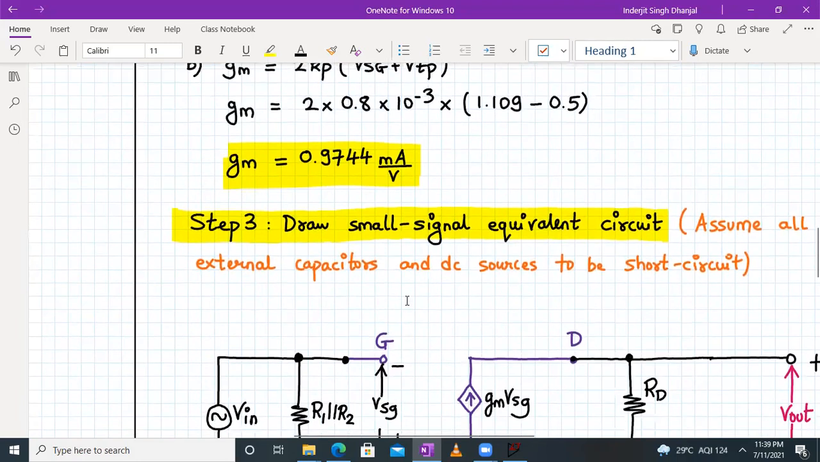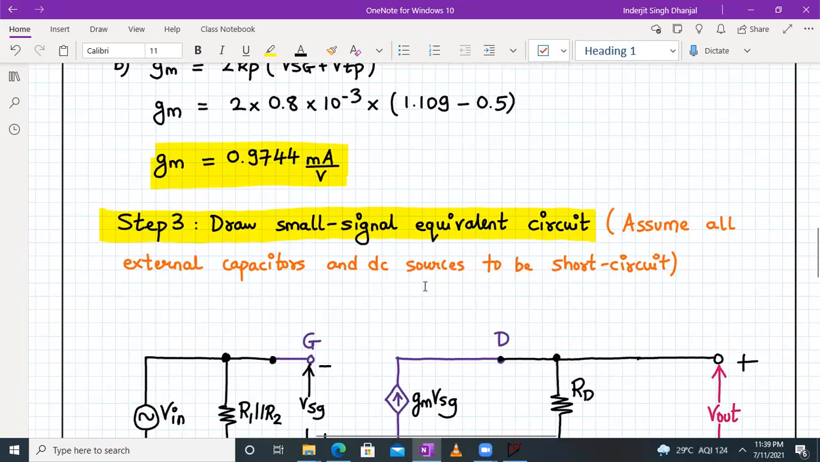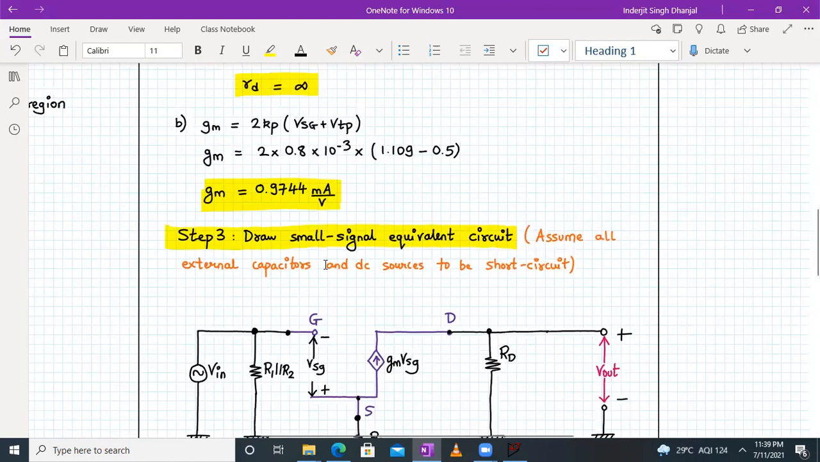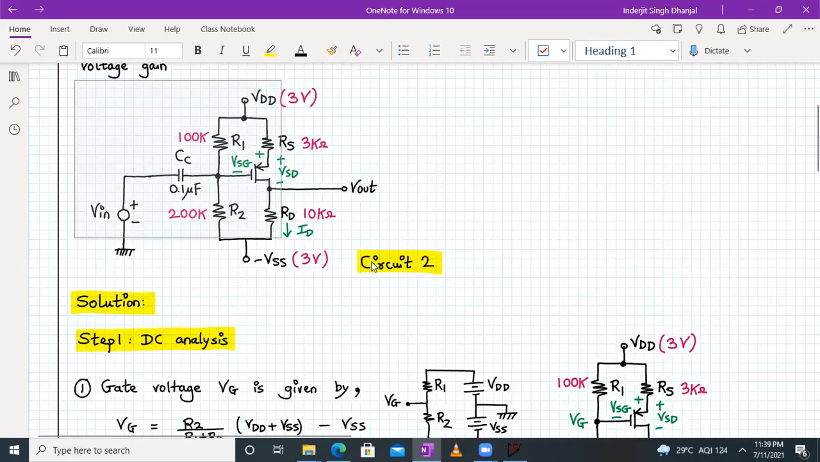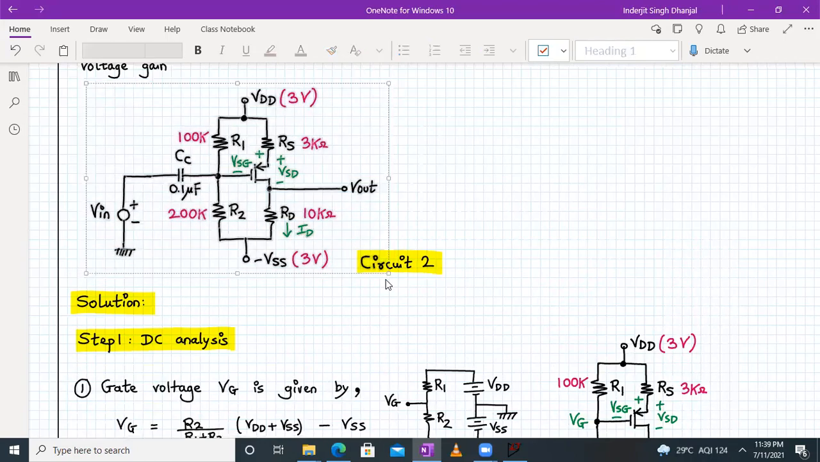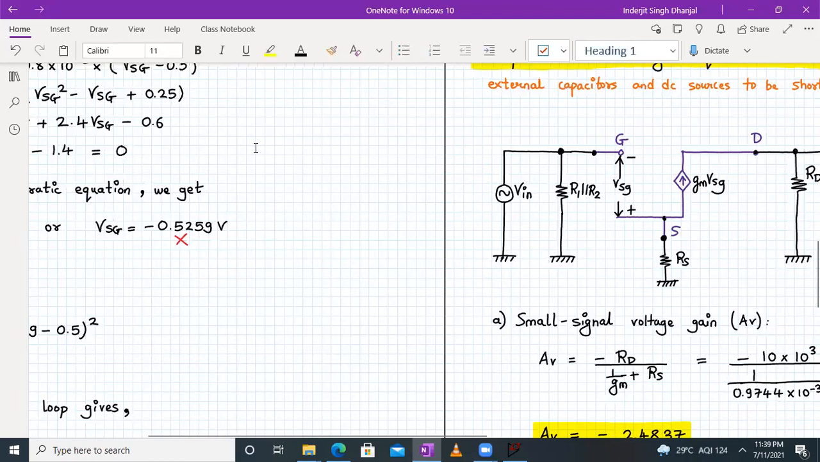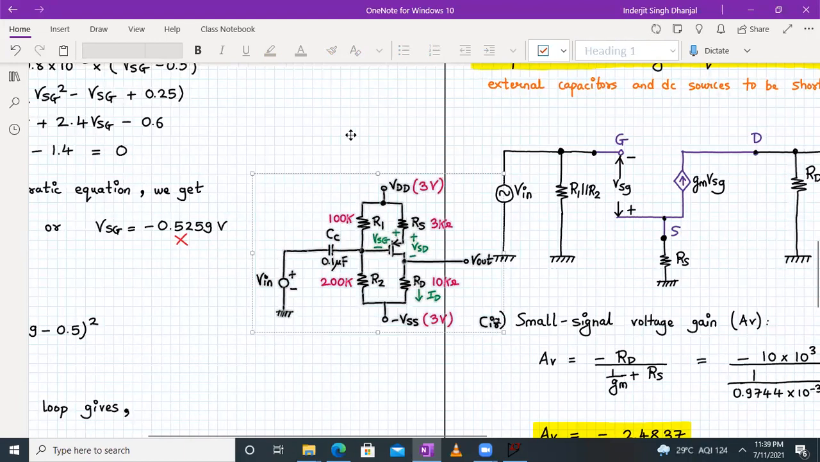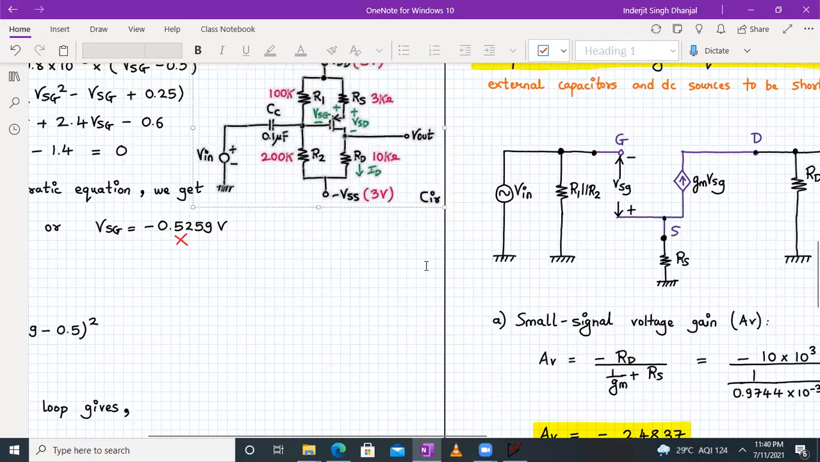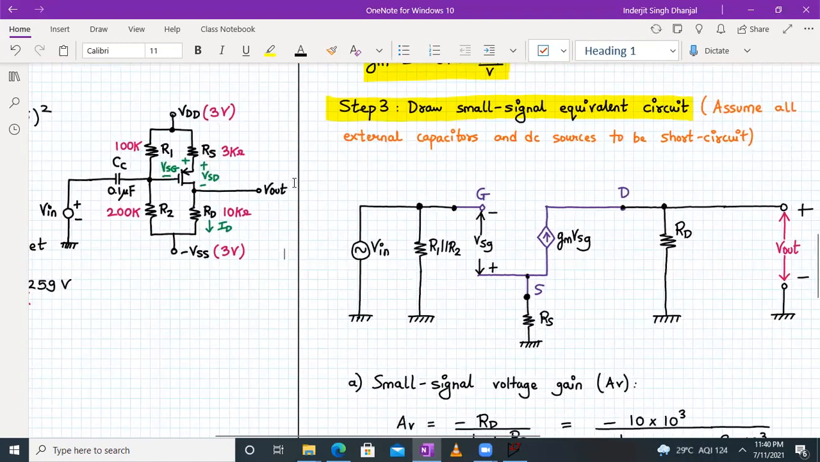Now the last step is to draw the small signal equivalent circuit, assuming all the external capacitors and the DC sources to be short circuited. Let me bring that original diagram over here. Later on I'll remove it, but for simplicity let us keep that diagram over here for the time being. With the help of this diagram, we will draw the small signal equivalent circuit.